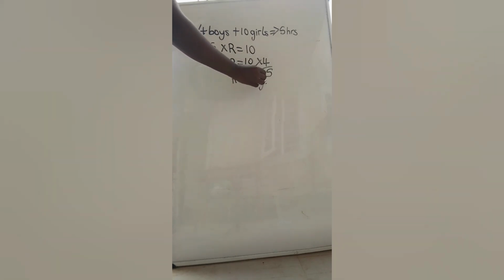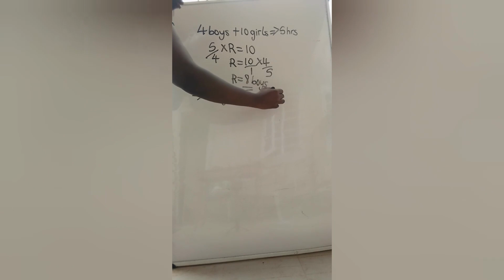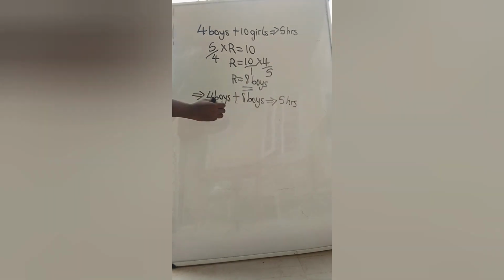And this means that the work 10 girls did, 8 boys will be able to do it. So this implies that instead of using 10 girls, we now use our 8 boys. 4 boys plus 8 boys can do the job in 5 hours. This means that 12 boys can do this job in 5 hours.